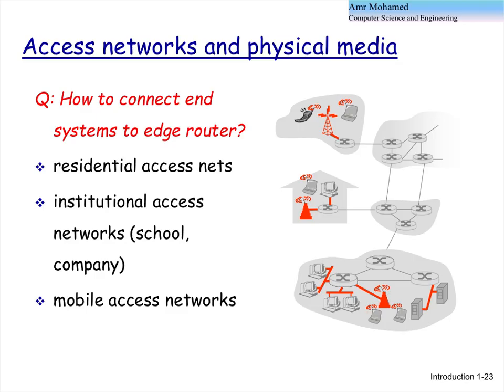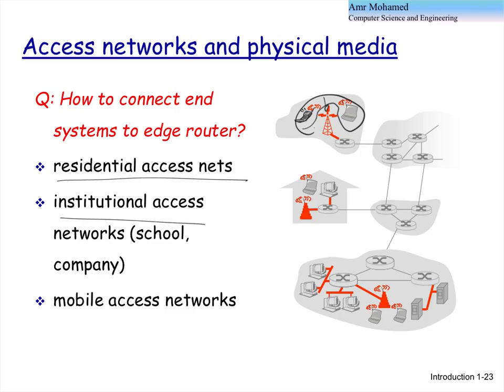Today, inshallah, we need to cover the access networks. So access networks are the end devices. They access the internet through what we call access methods. So each device needs to have one or more of these access networks in order to gain connection to the internet. So these access methods are classified into residential access networks, institutional access networks.